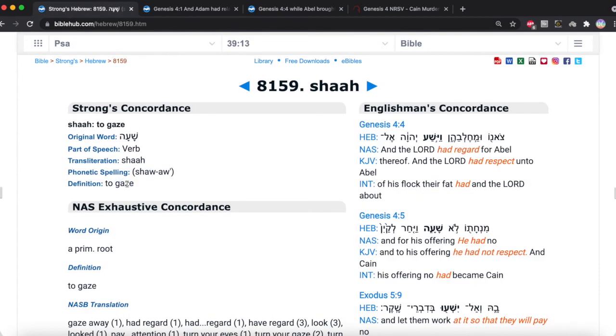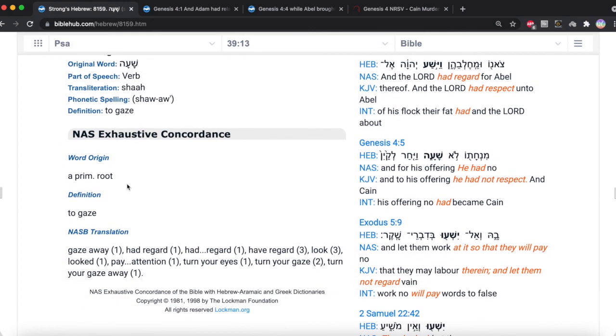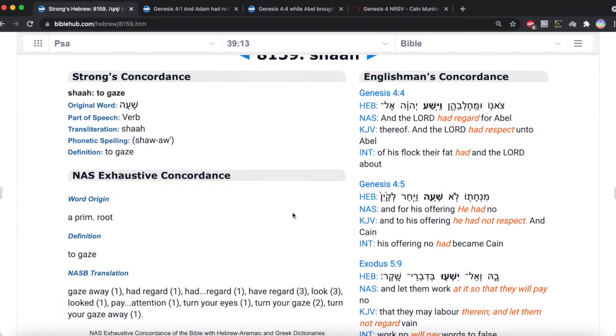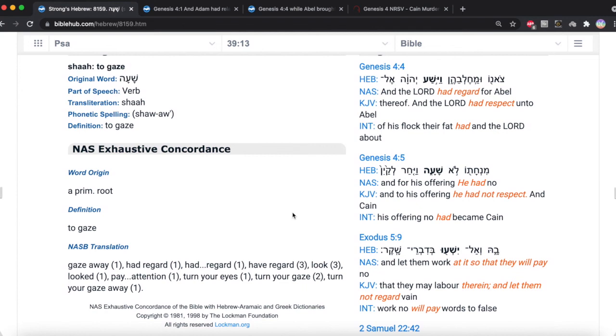Most generally, it's about just looking at someone, gazing. So why do some English translations say that God looked with favor on, or even that God accepted Abel's offering but did not accept Cain's offering? What does that have to do with gazing?